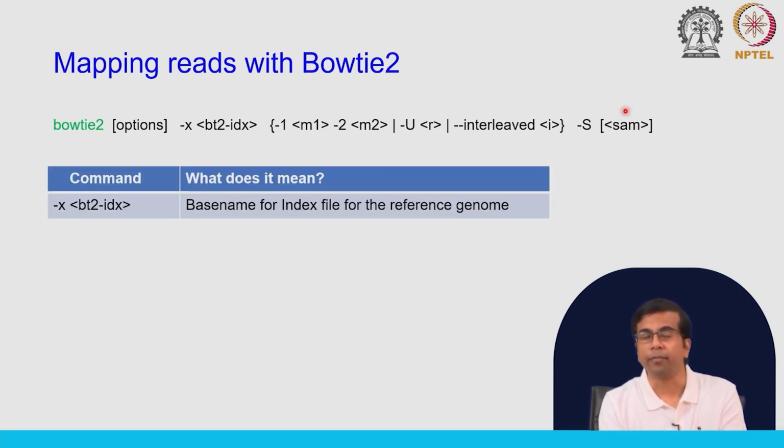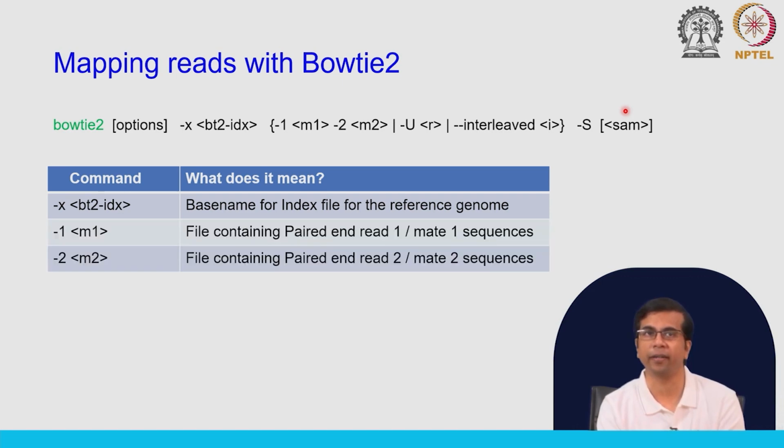So, as I have mentioned, -x BT2_IDX is the base name for the index file of the reference genome. In our case the base name was east_wg. So, that will be specified here.